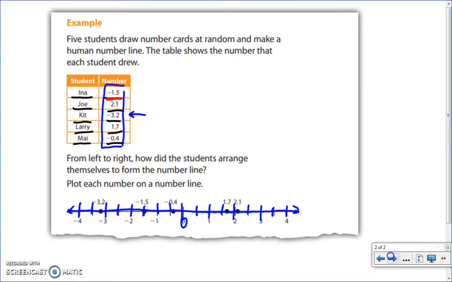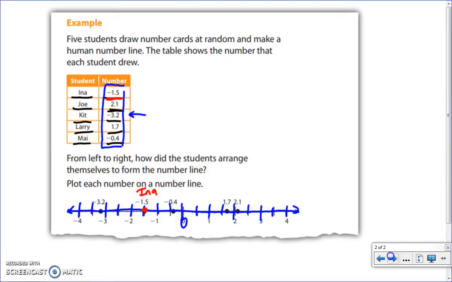We'll just start with Ina. She's at -1.5 or -1 5/10. That means she is 1 5/10 away from 0 in the negative direction. So there's 1 5/10. You can see that that's where Ina is at. And then we have Joe next.